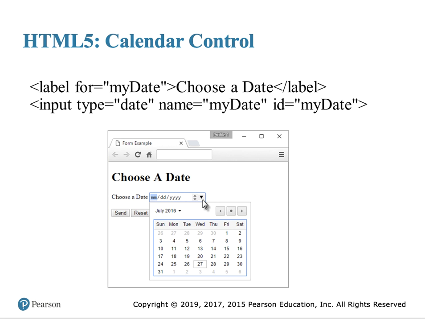There are other controls discussed in the book. The last one that I want to address in this lecture is the calendar control, which is achieved through the use of the input type date. When the user clicks on the down arrow, the calendar appears, allowing the user to select a date.